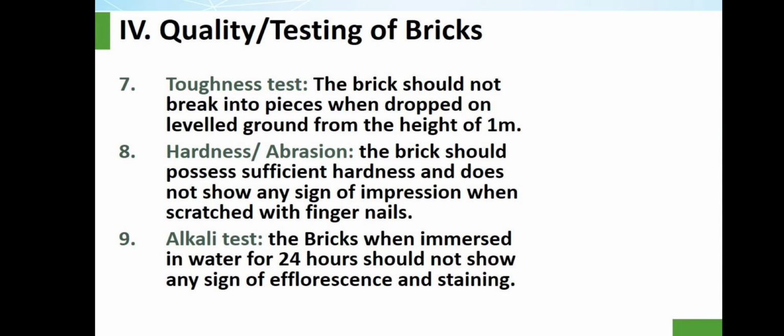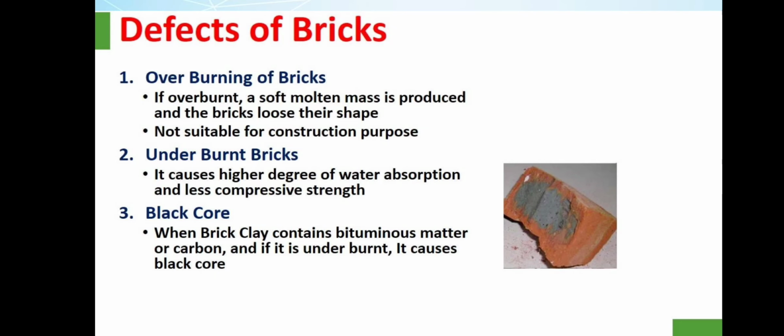Ninth, alkali test. The brick, when immersed in water for 24 hours, should not show any sign of efflorescence and staining. Defects of brick. First, overburning of bricks. If overburnt, a soft molten mass is produced and the bricks lose their shape, making them not suitable for construction purposes. Second, underburnt brick. It causes a higher degree of water absorption and less compressive strength. Third, black core. When brick clay contains bituminous matter or carbon, and if it is underburnt, it causes a black core.